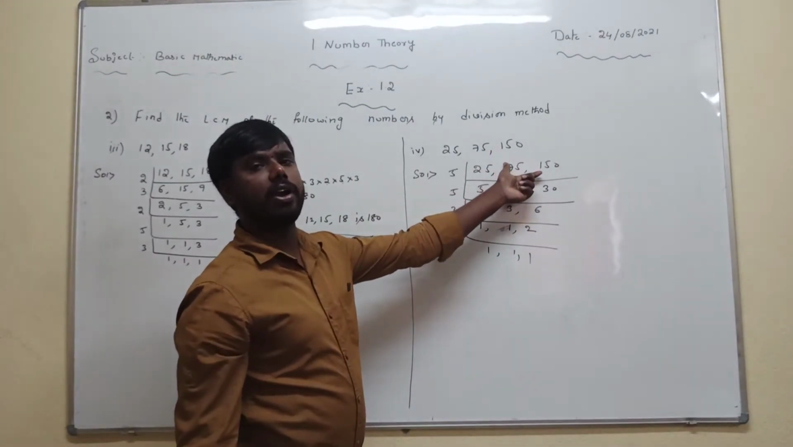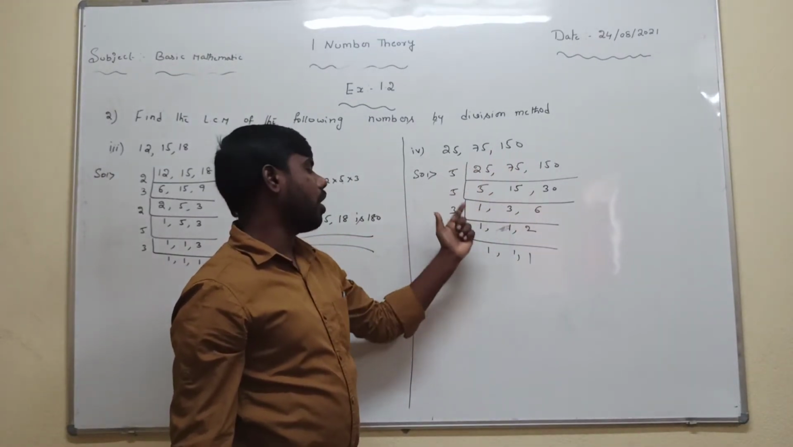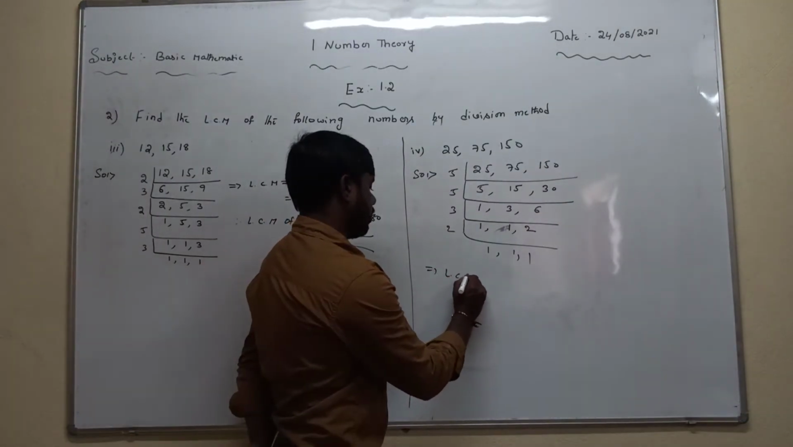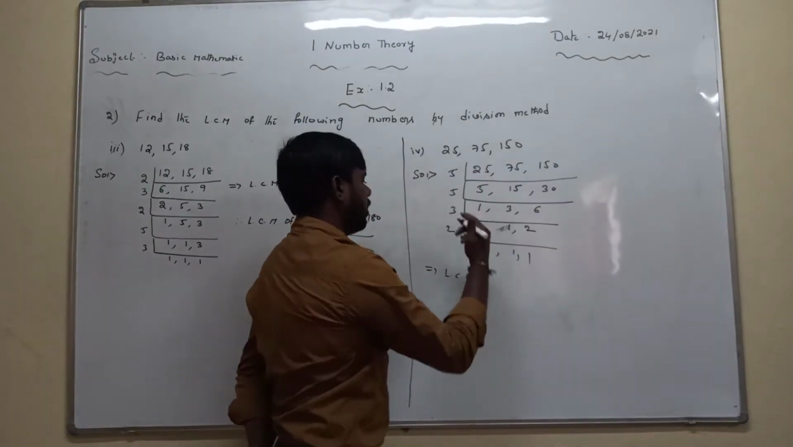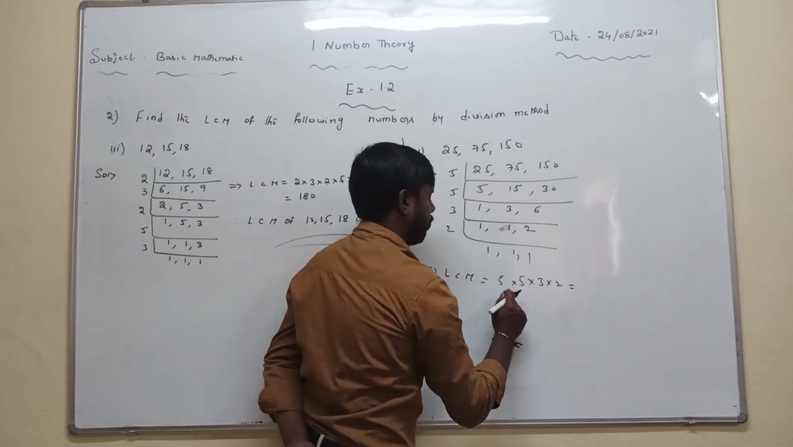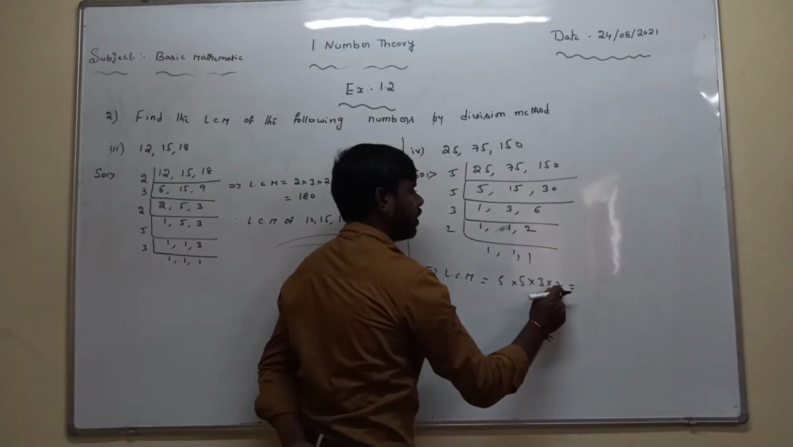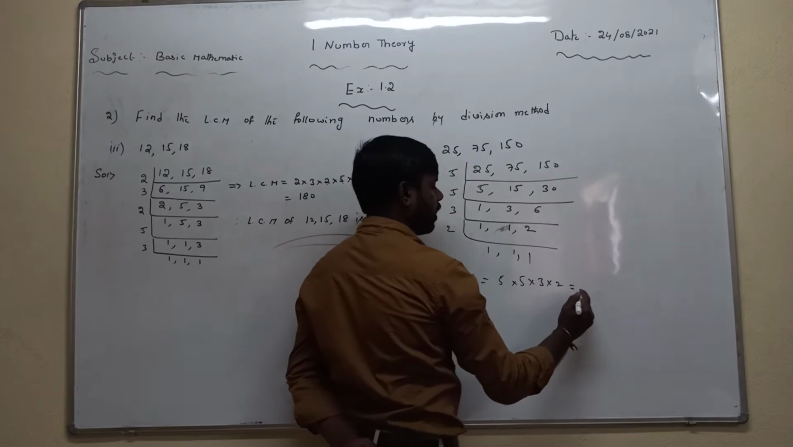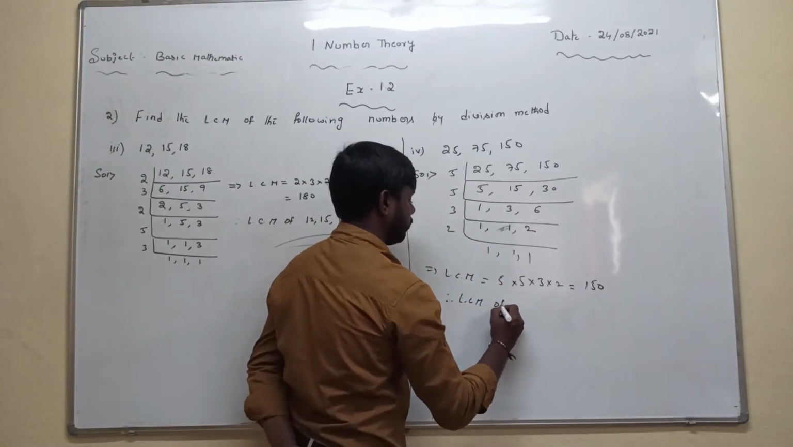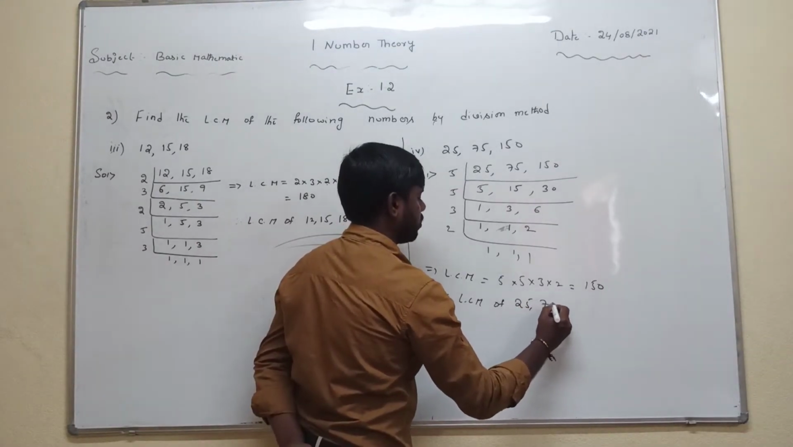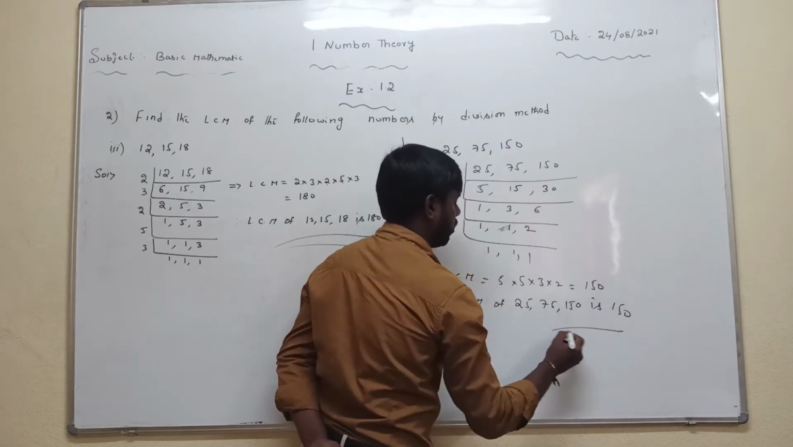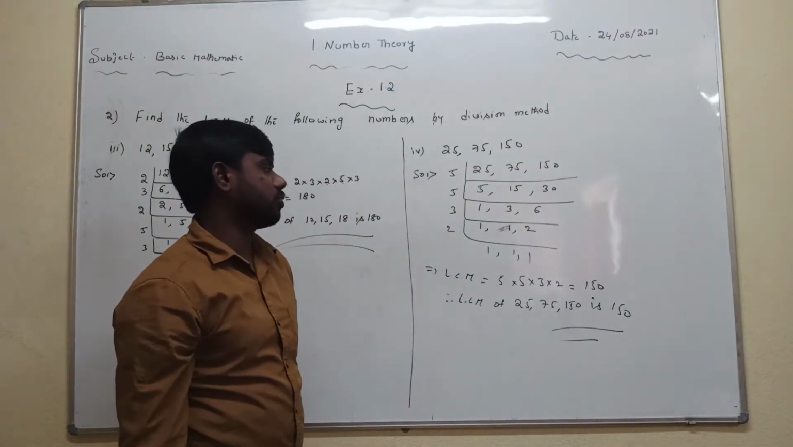Divide the given numbers by a common prime number until the remainder is 1. Then LCM is equal to the product of the divisors. So 5 into 5 into 3 into 2. 5 fives are 25, 25 twos are 50, 50 into 3 is 150. Therefore the LCM of 25, 75, 150 is 150. This is the solution of this question.